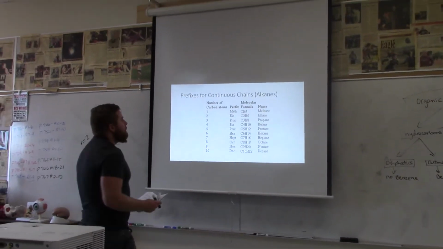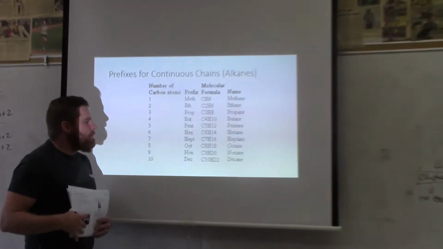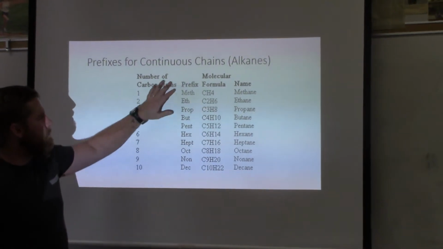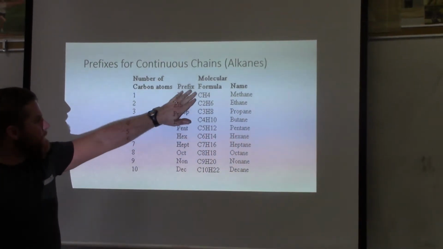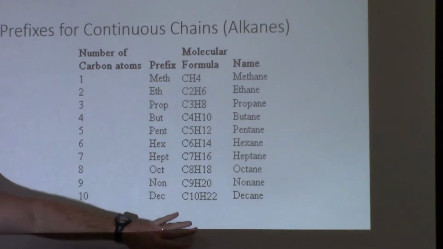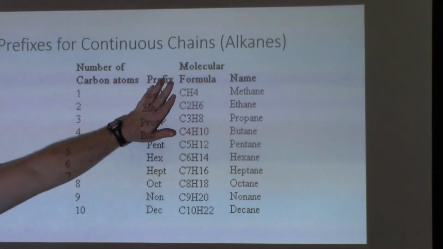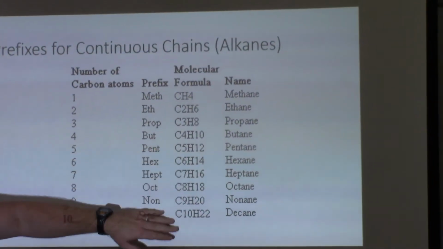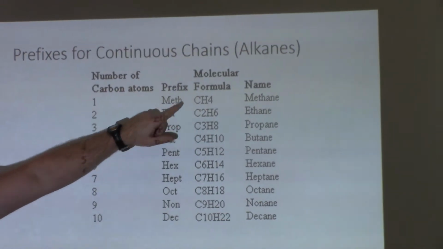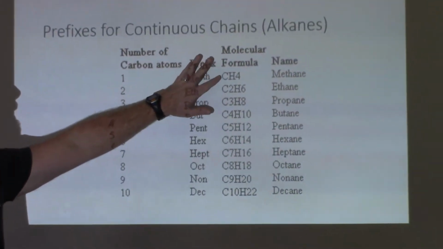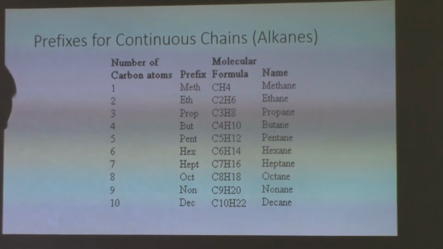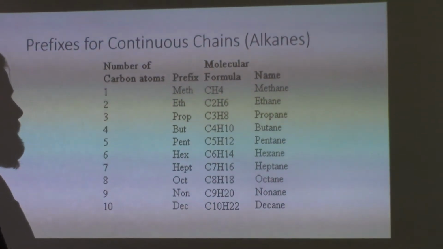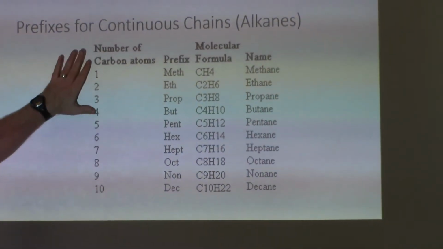Okay, so as I said, guys, this is what we call a homologous series, where you have a very similar chemical structure. The only thing that differs is the number of carbons, but they all have single bonds, and they're all a continuous chain sequence. All right. So you need to know these prefixes.